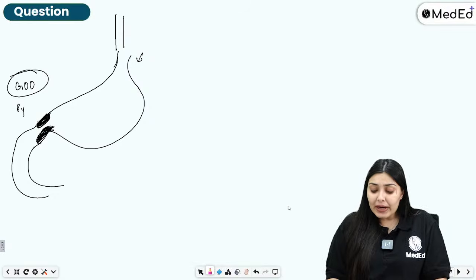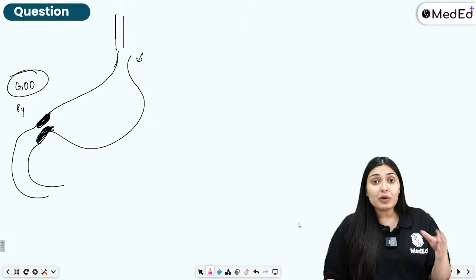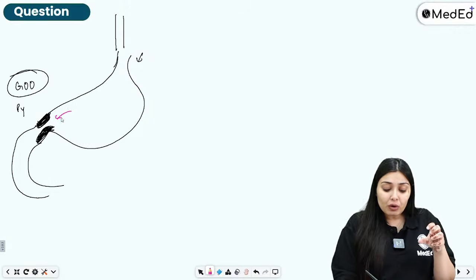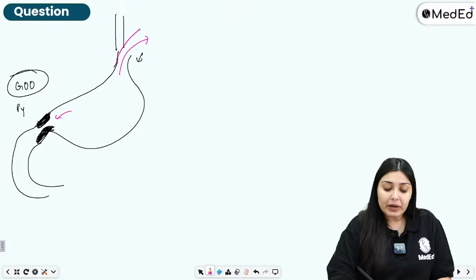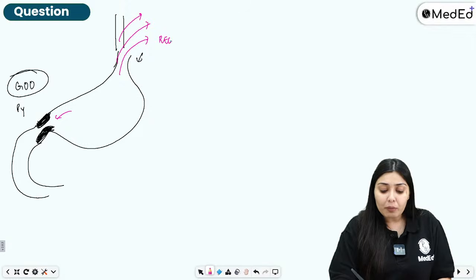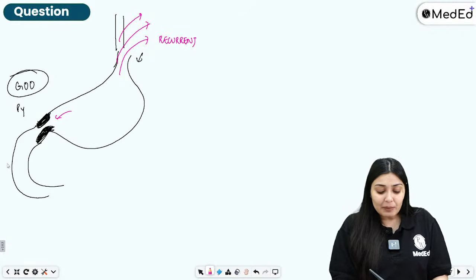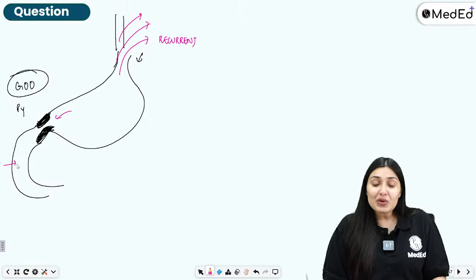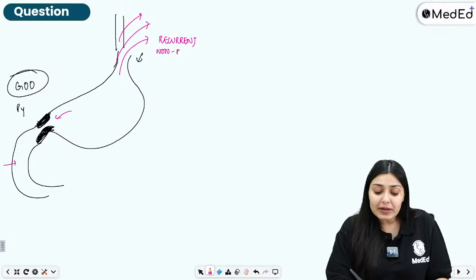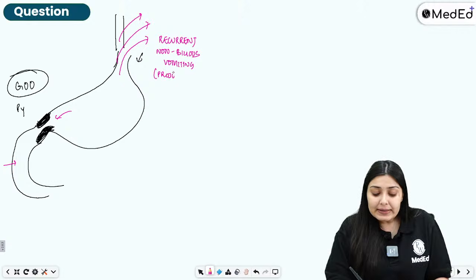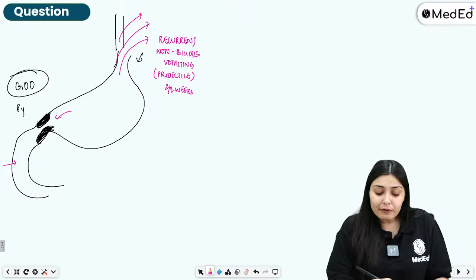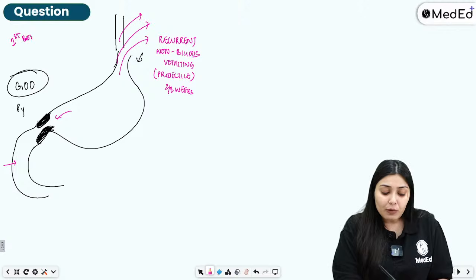So what happens in this child? By the 2nd or 3rd week of life, because of this obstruction, the food cannot go through. So there will be recurrent vomiting. And what type of vomiting will be there? Will it be bilious or non-bilious? The bile is secreted down here, in the duodenum. So here there will be recurrent non-bilious vomiting of projectile nature. This starts around the 2nd to 3rd week of life, and usually it is seen in first-born male children.